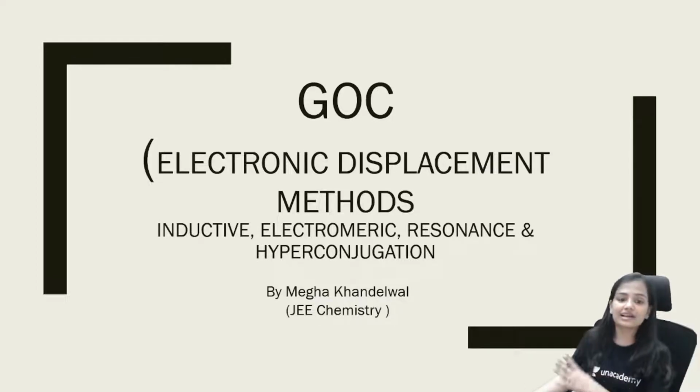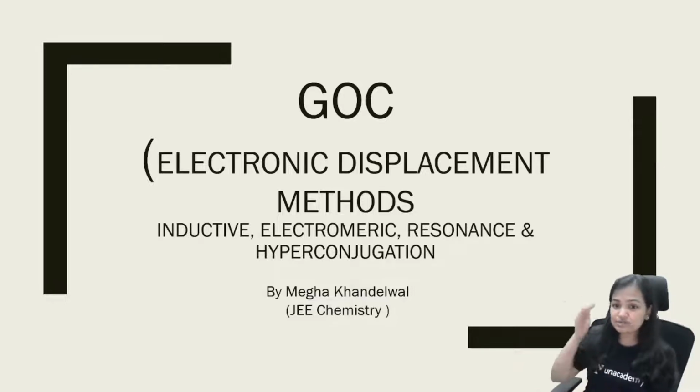All the 4 electronic displacement methods. As the topic says, electronic displacement means we have to displace the electrons. So what are the methods to displace those electrons? The bonded electrons. The 4 methods, inductive, electromeric, resonance and hyperconjugation, will be discussed in class.